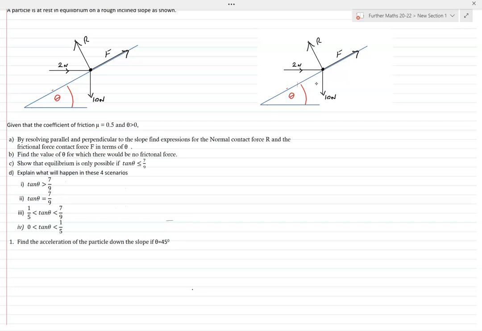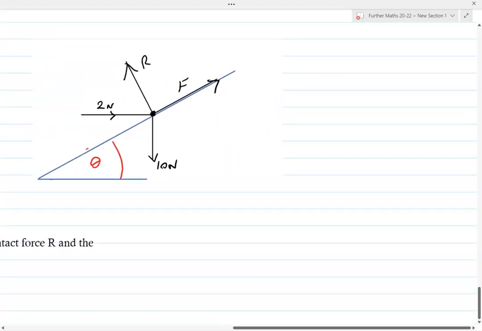Okay, so let's just do the first. It says by resolving parallel and perpendicular, and we have seen before how important it is to be able to resolve parallel and perpendicular to a slope. And we're going to do that now, and that's going to enable us to get expressions for the normal contact force R and for the frictional contact force F. Okay, so let's home in on this now.